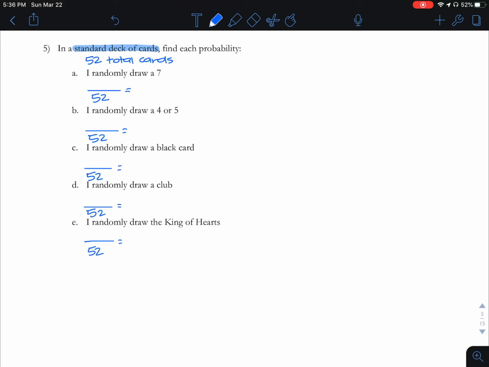Okay, I randomly draw a 7. Well, how many 7s do I have in a deck of cards? If we remember from that picture from yesterday, or hopefully you have it out in front of you, I have 4 7s within a deck. Okay, well, I can't simplify this fraction. I have 1 over 13, which simplifies to 0.08.